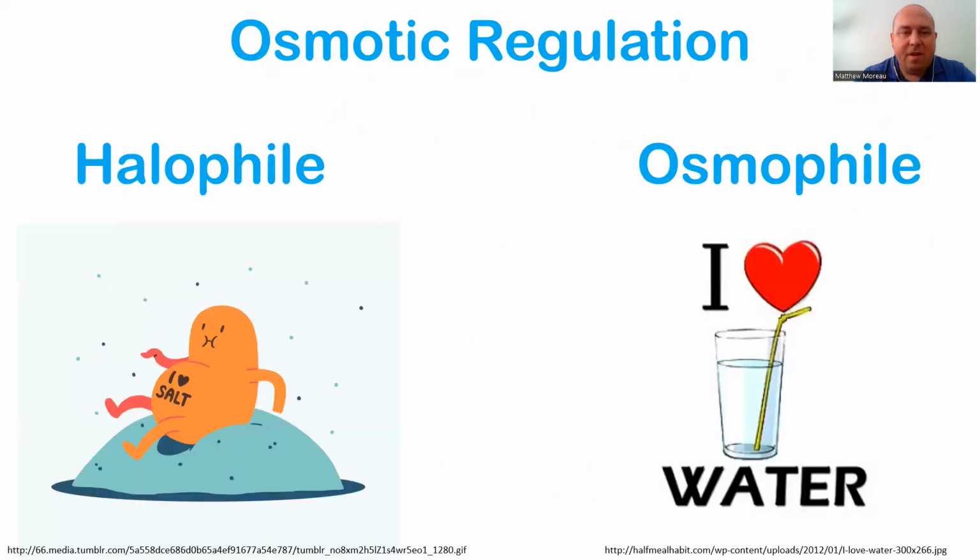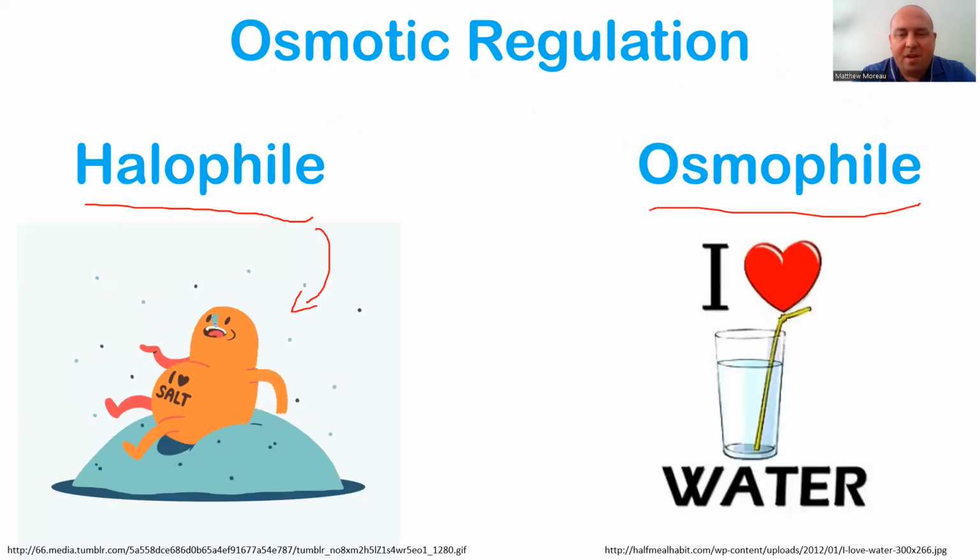We also have osmotic regulation. This has to do with how much salt you can withstand versus how much water. There are halophiles, ones that love to be in a high concentration of salt, and then osmophiles, which love to be in high levels of water. So halophiles you might find in a place like the Dead Sea, and osmophiles would be microorganisms that would live inside of waterways, so fresh water, ponds, lakes, streams, etc.